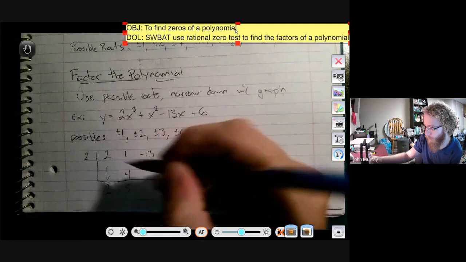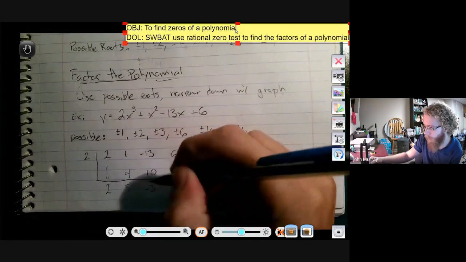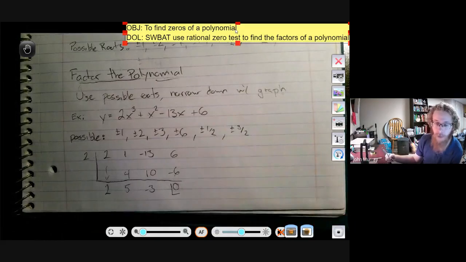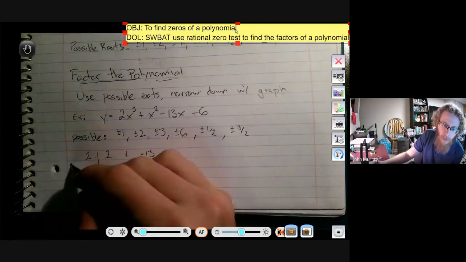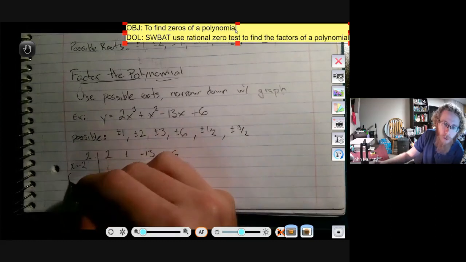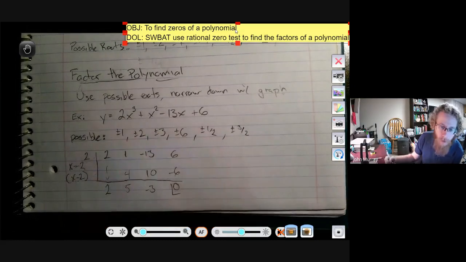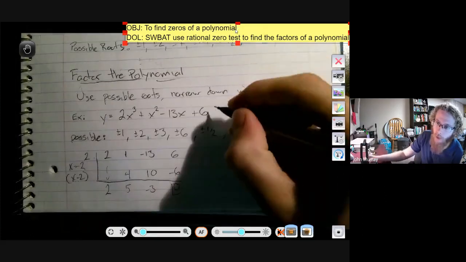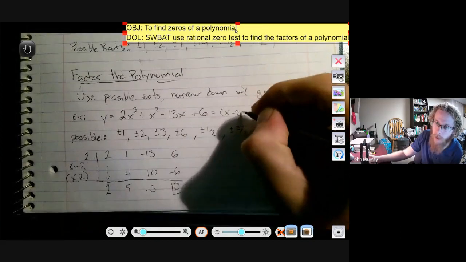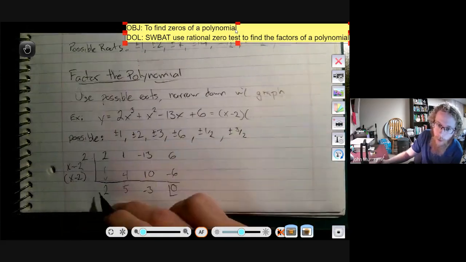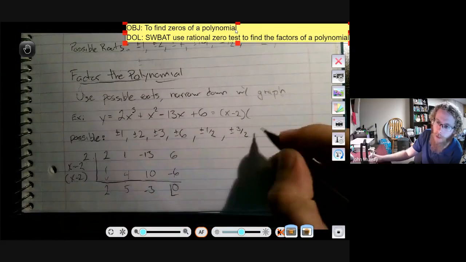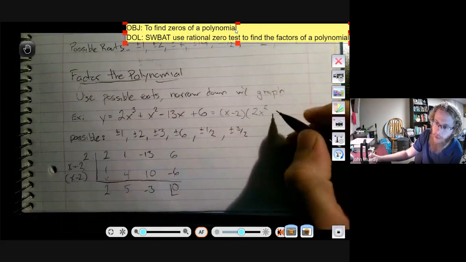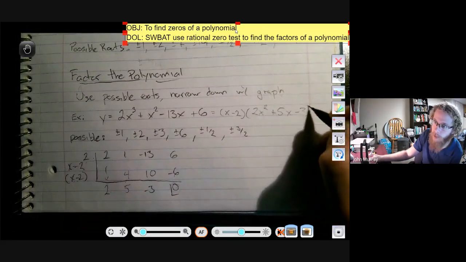2 times 2 is 4. 5. -3. 0. So the first number we tried was good. So be careful here. This tells me that x equals 2 is a solution, which means x minus 2 is a factor. So I can rewrite this as x minus 2. Now my new polynomial, well, this was 2x to the third, so this would be 2x squared plus 5x minus 3.